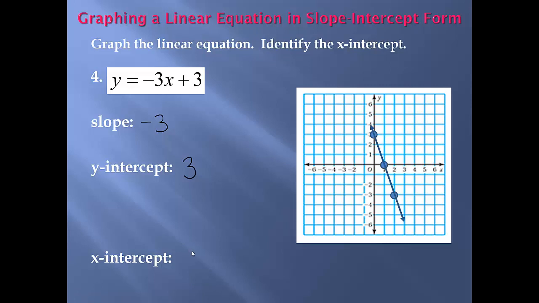Now we need to identify the x-intercept. So we need to see where this line crosses the x-axis. And it crosses the x-axis here at 1. So our x-intercept would be 1.